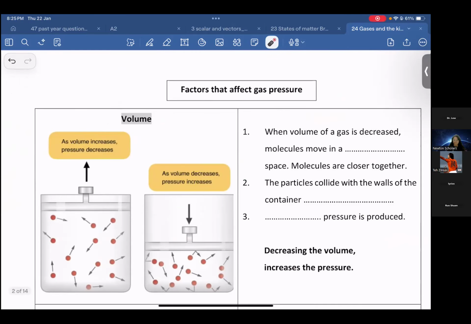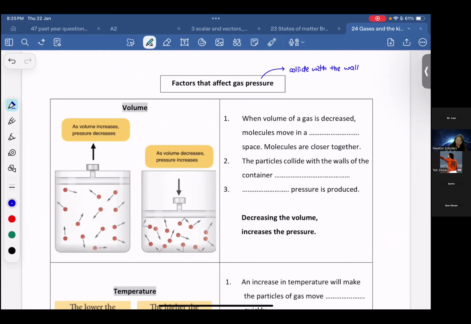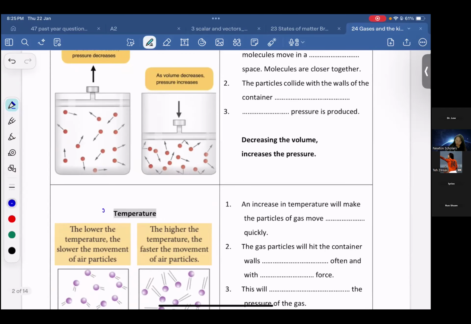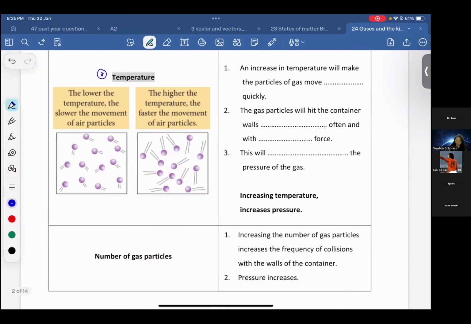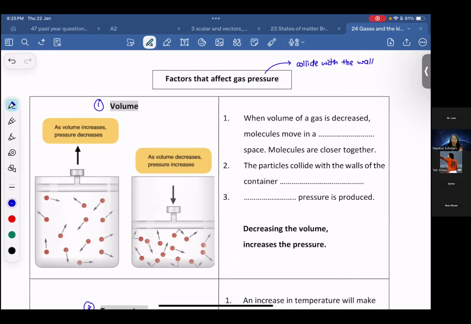Okay, what are the factors affecting gas pressure? Just now we said gas pressure is affected by what? Collision, or we say collide with the wall. It will be affected by three factors: one, two, and three here. Number one, it is affected by volume.